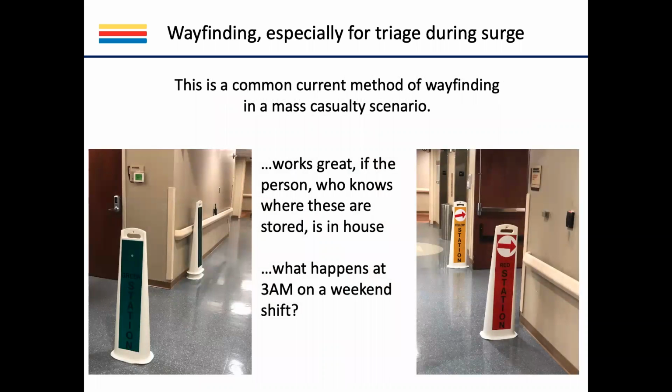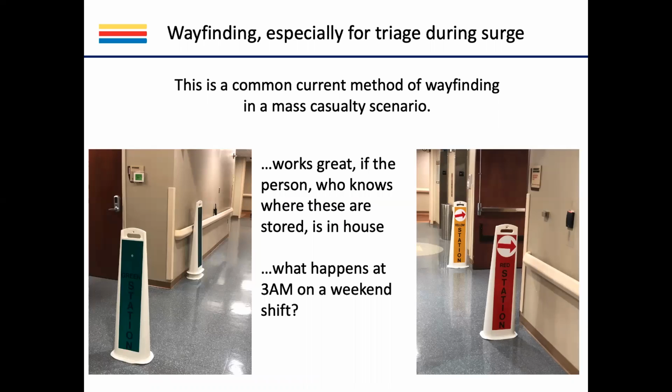Wayfinding. This is another problem during surge. The common way of doing wayfinding right now is we've got cones in the janitor's closet. It works great if the guy's there who knows where they are. But at 3 o'clock on a weekend shift, when you're floating nurses in, they may not know where it is. So it's not the optimal location.